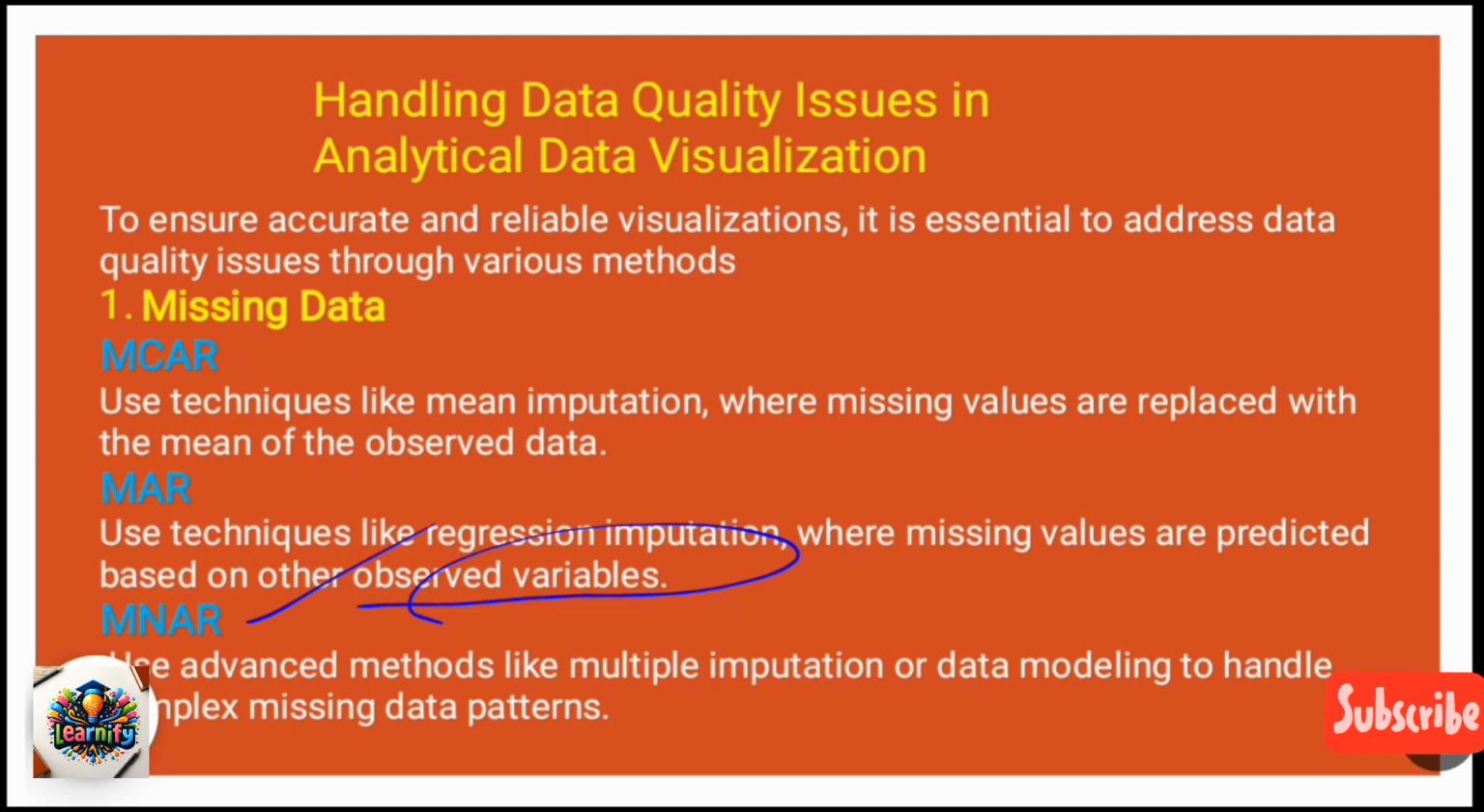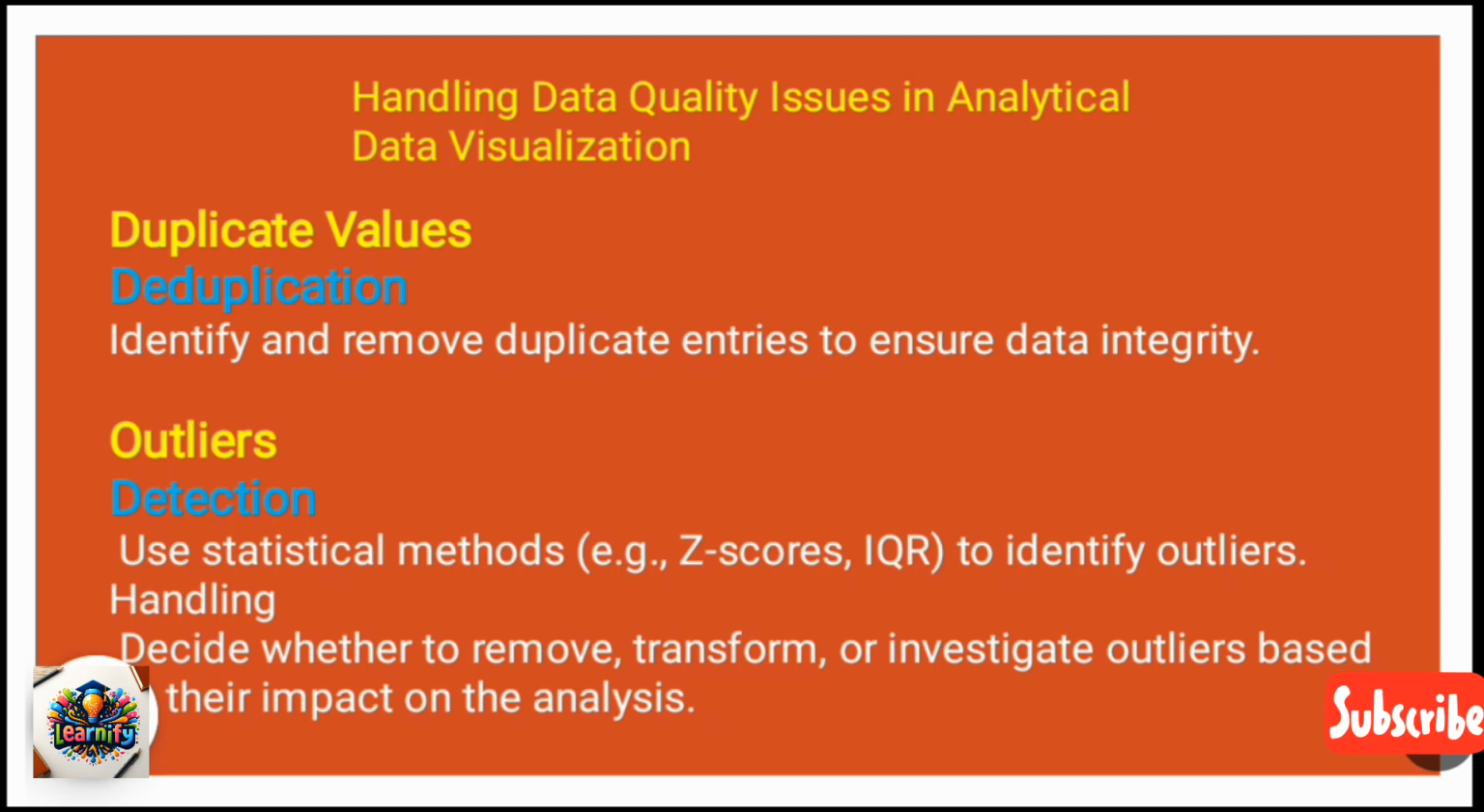Missing not at random. Use advanced methods like multiple imputation or data modeling to handle complex missing data patterns. Duplicate values. Duplication. Identify and remove duplicate entries to ensure data quality. Outlier detection. Use statistical methods like z-score and IQR to identify outliers. Handling. Decide whether to remove, transform, or investigate outliers based on their impact on the analysis.